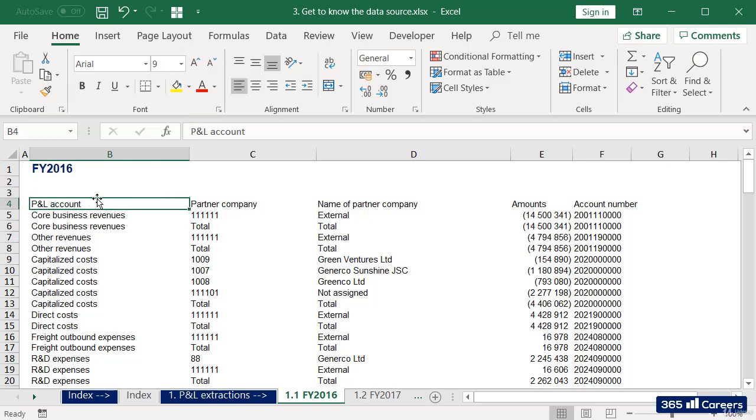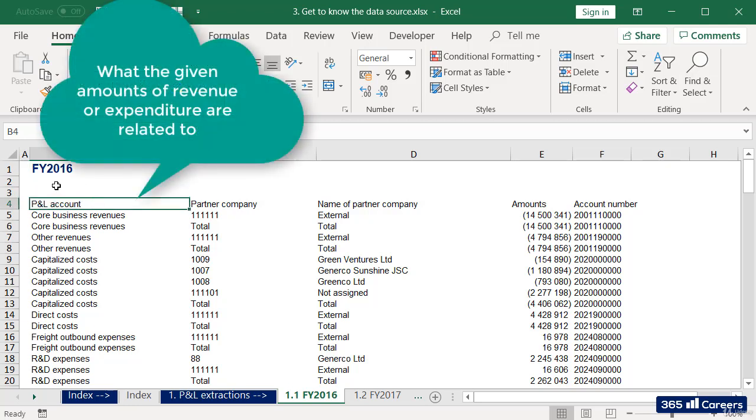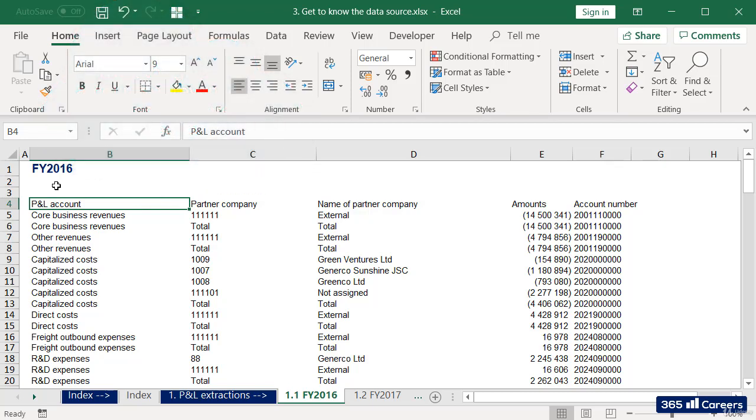The first column indicates the name of the P&L account. It shows us what the given amounts of revenue or expenditure are related to. Column C indicates the partner company number.